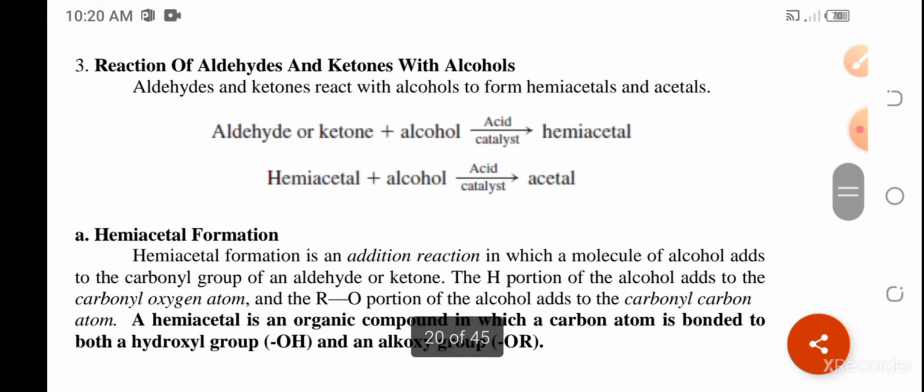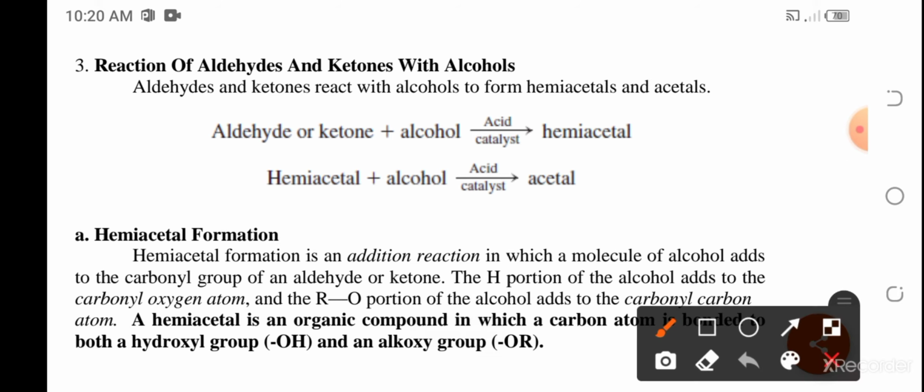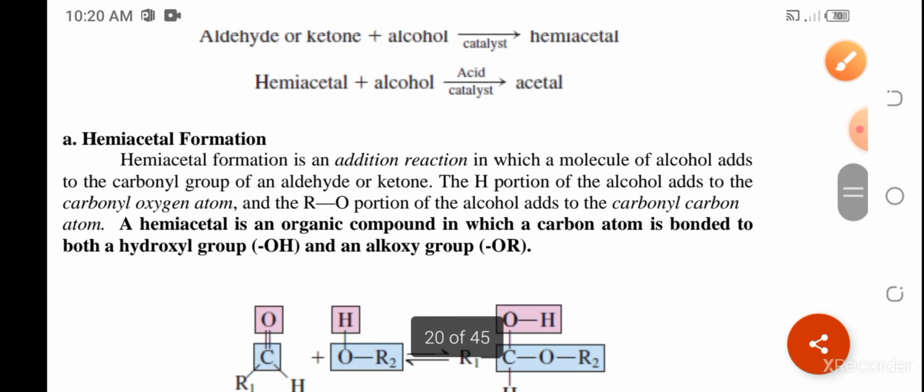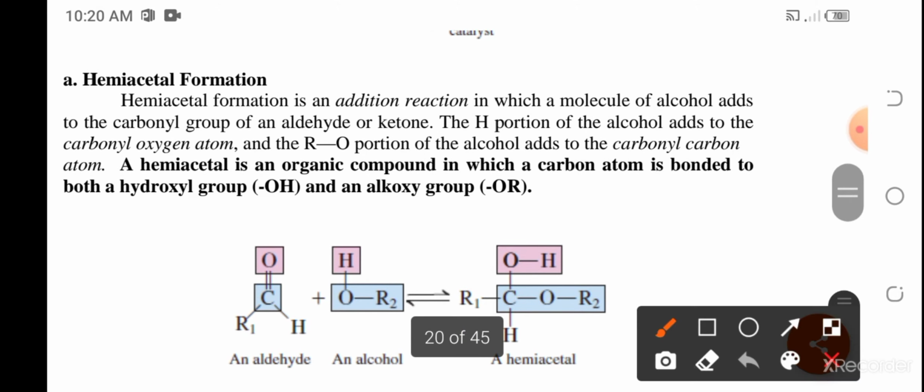The third is the reaction of aldehydes and ketones with alcohol. So, aldehyde or ketone plus an alcohol with a specific acid and catalyst, we are going to produce hemiacetal. Upon further reaction, this hemiacetal could react with another carbon atom. Okay, so yan yung hemiacetal. Will now produce acetal. Ano ba itong hemiacetal na sinasabi?